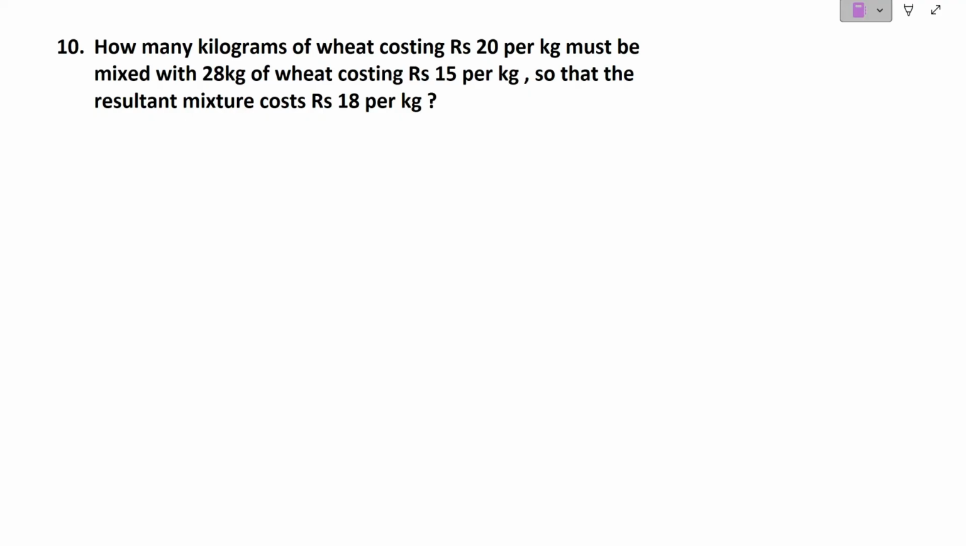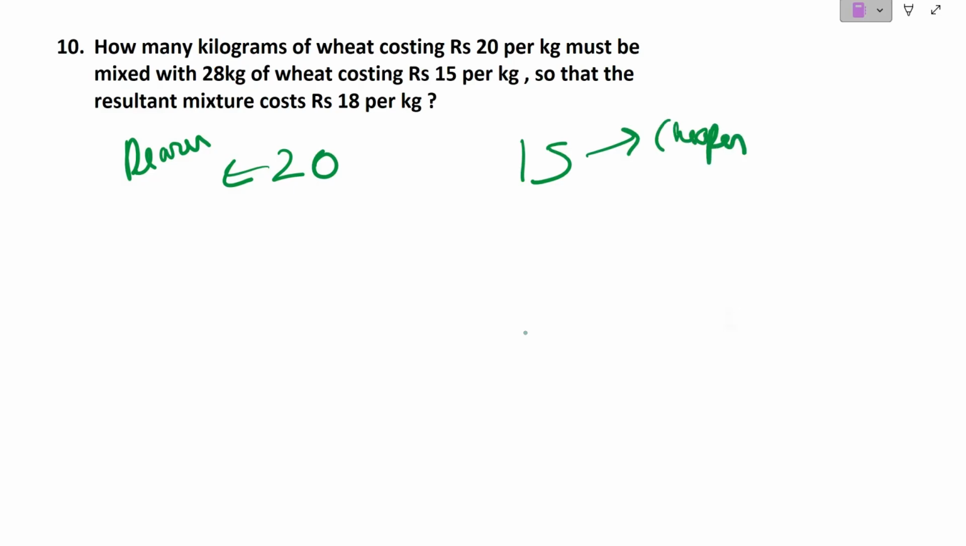So let us go ahead with this. How many kilograms of wheat costing rupees 20 per kg? We write 20. Must be mixed with 28 kg of wheat costing rupees 15 per kg. We write 15. This is how we do it. This is the dearer price, and this is the cheaper price of the variety. We mix both the varieties. Then what do we get?